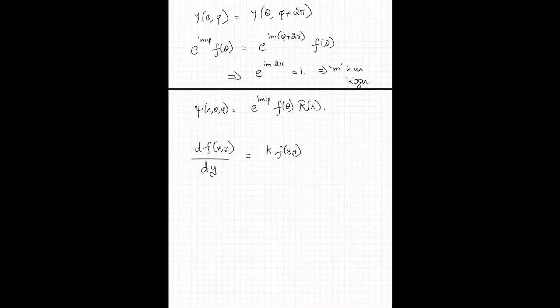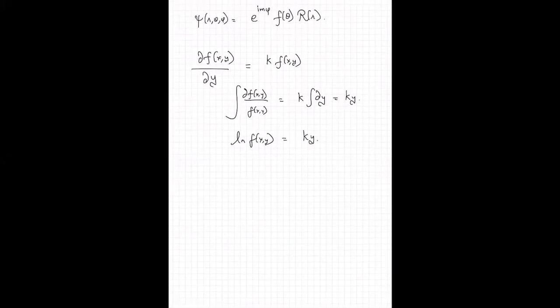First of all, this is a differential equation only for the y part, so I should actually properly write here partial. Now, how do you solve this differential equation? Well, you can solve it very simply by integrating. So df of x comma y dy by f of x comma y equals k integral dy, which is just ky. The right hand side is very easy. The left hand side is logarithm of f of x comma y equals ky.